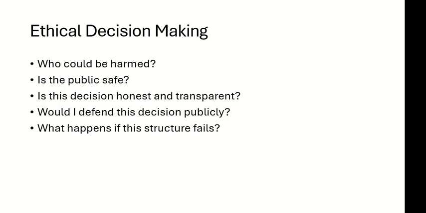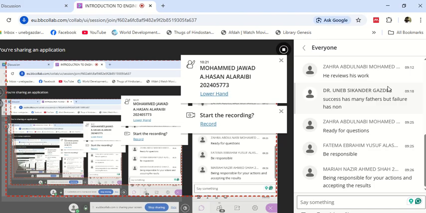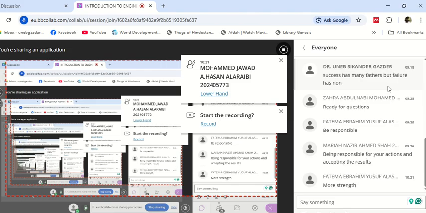There's a good example I gave you before as well, which is in the reinforced concrete structures. Can someone tell me why we use steel with concrete? What is the reason of using steel with concrete? Yes, Mohammed Jawad. High tension, okay. More strength, okay.